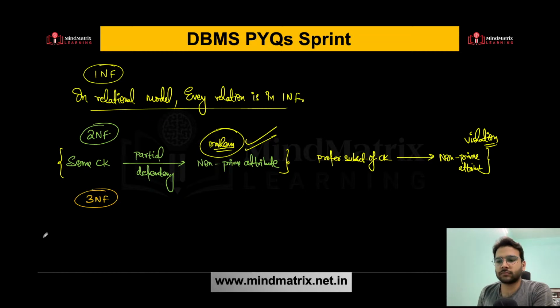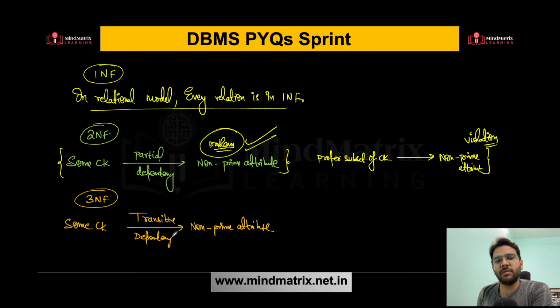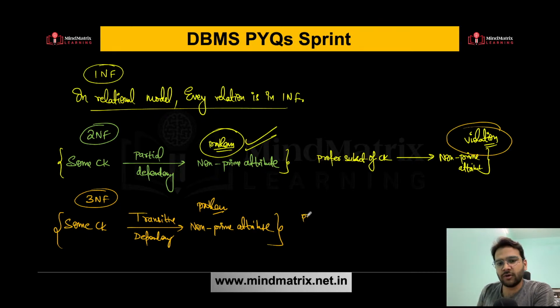What about 3NF? If I have some candidate key determining a non-prime attribute, transitive dependency is there. If this is the situation, this is also a problem. That means if this is the case, then your relation is not in 3NF. So what is the violation? This is the violation for 2NF. Similarly, this is the violation for 3NF: proper subset of candidate key, transitively determining non-prime attribute.